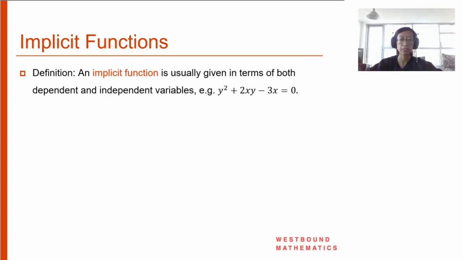Let's now move on to implicit functions. Before we look at implicit function differentiation, let's ask ourselves, what is an implicit function again? It is usually given in terms of both the dependent and independent variables, such as this function on screen: y squared plus 2xy minus 3x is equal to 0. This is quite different from the explicit functions we're familiar with, whereby y is usually given as a function of x. In this case, even though the relationship between x and y is not given explicitly, I still know that there is some kind of relationship between them.